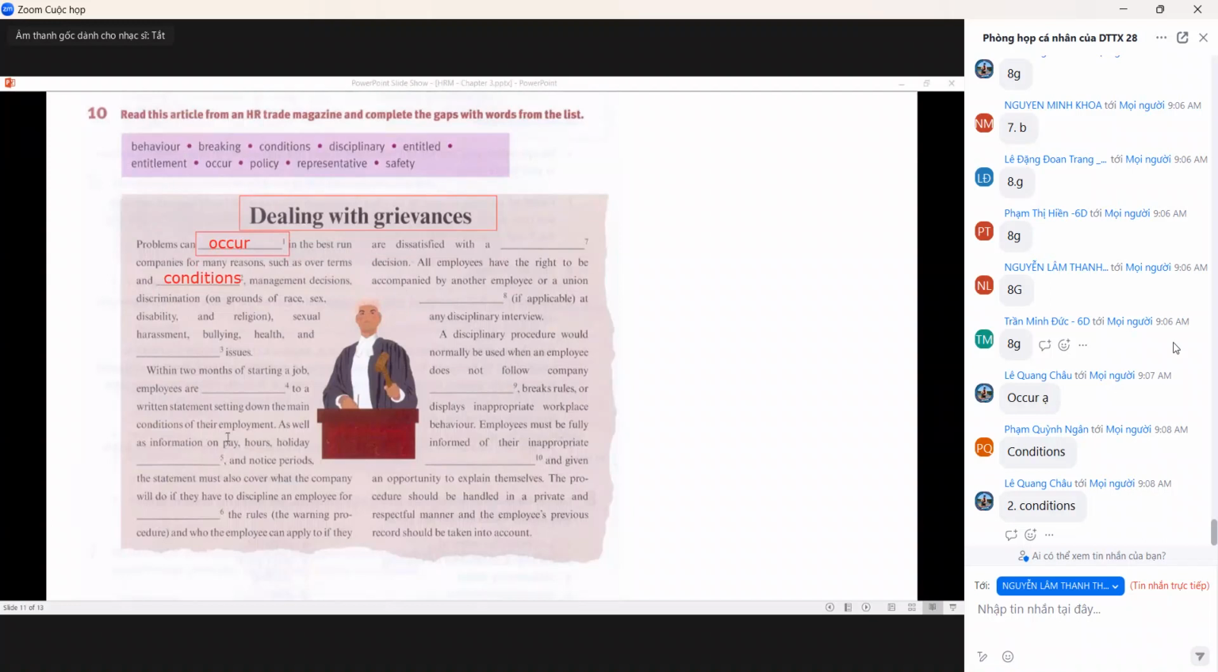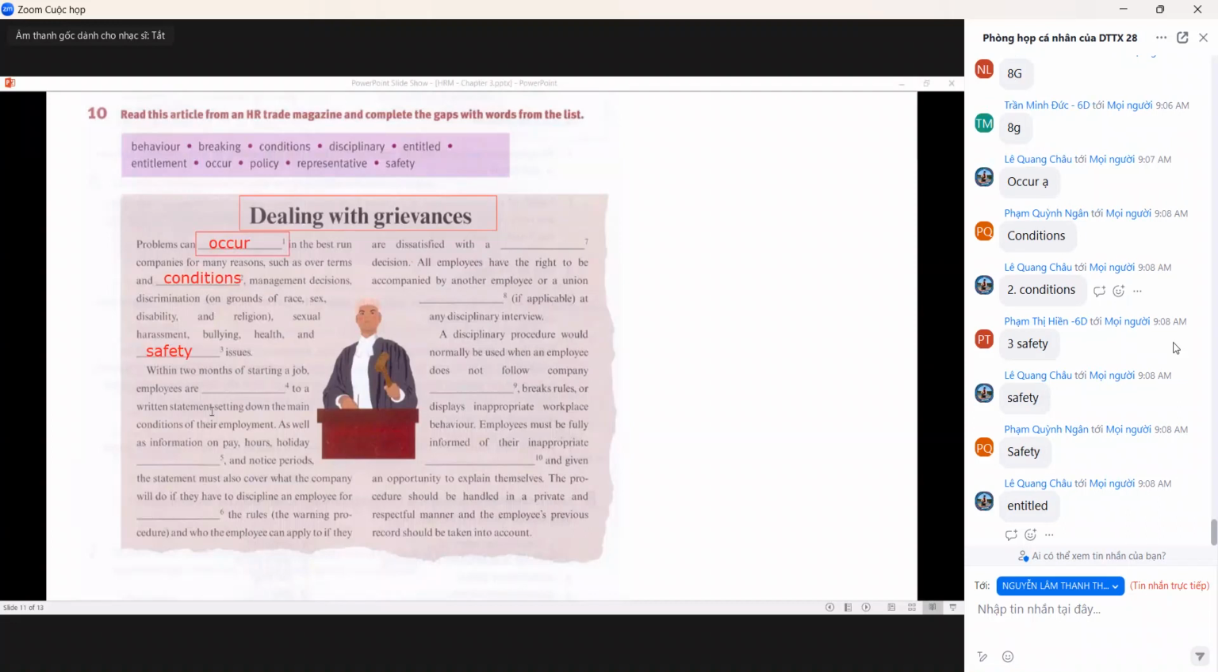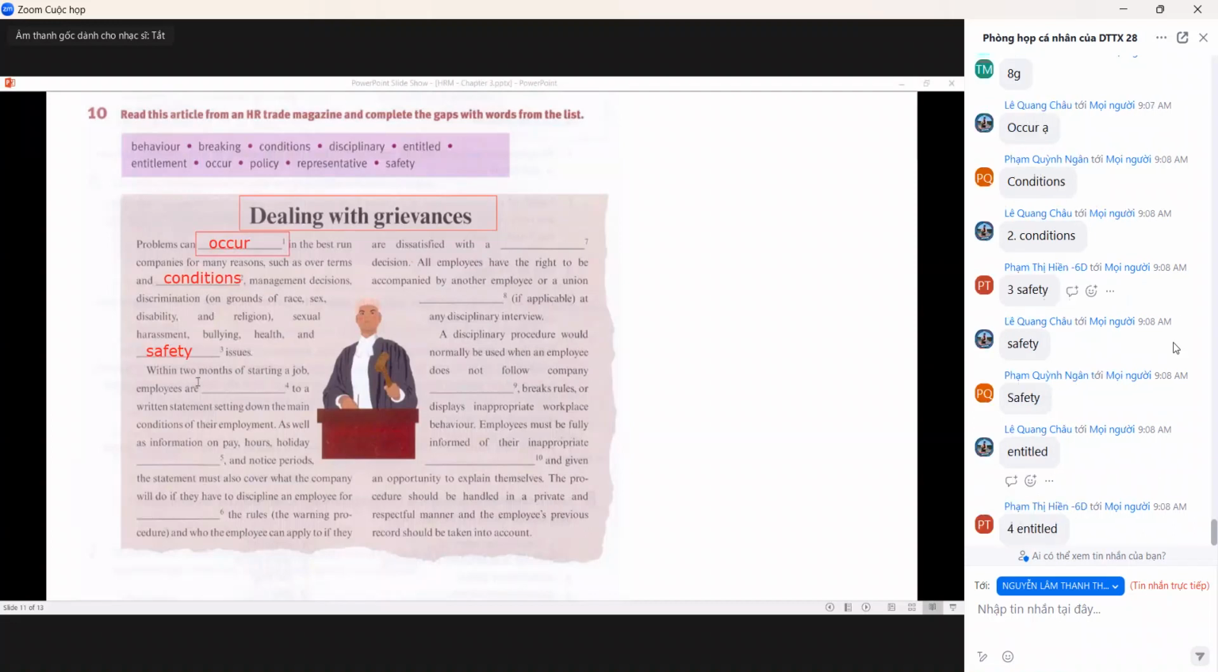Three, management decisions, discrimination, race, sex, disability, and religion, sexual harassment, bullying, health, and what? Safety. Yeah. Thank you. Safety. Within 2 months of starting a job, employees are what? Entitled. Yeah.